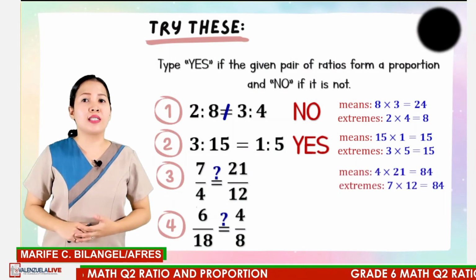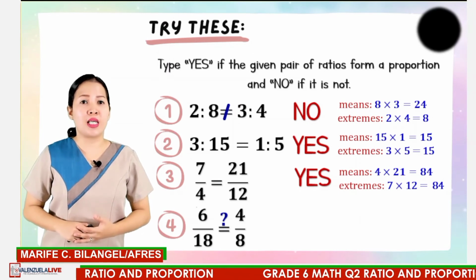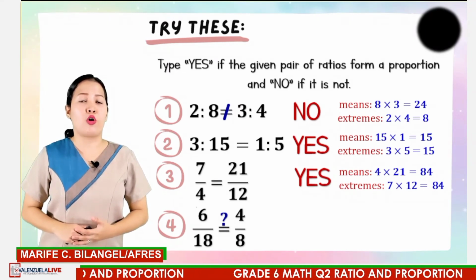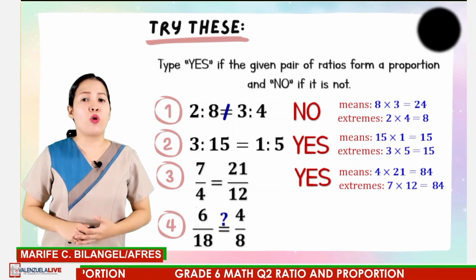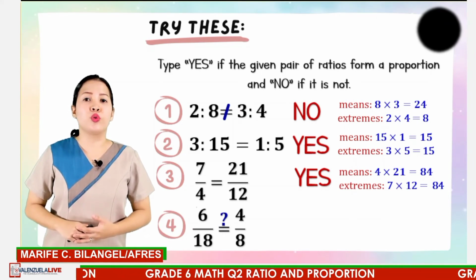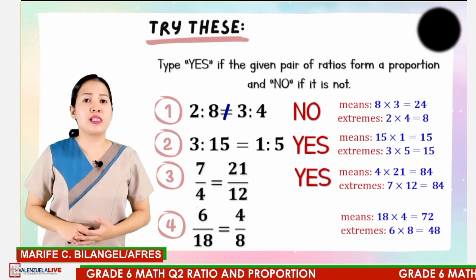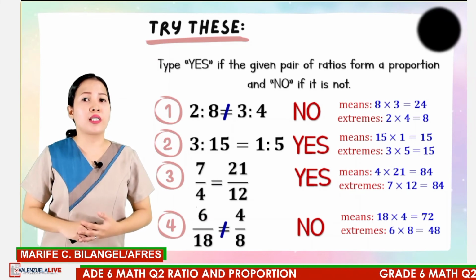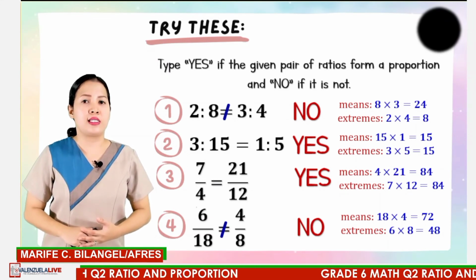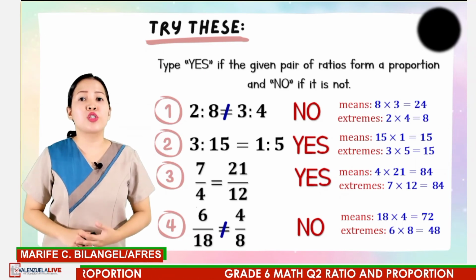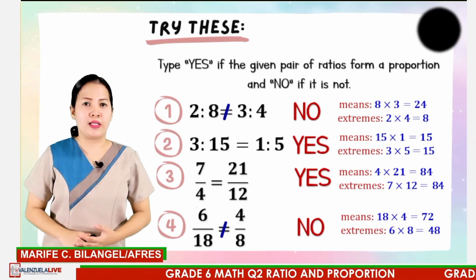The third one, the answer is yes, because the product of the means is equal to the product of the extremes. Therefore, 7 to 4 is equal to 21 to 12. And for our last number, the answer is no, because the product of the means is not equal to the product of the extremes. Therefore, 6 to 18 is not equal to 4 to 8.